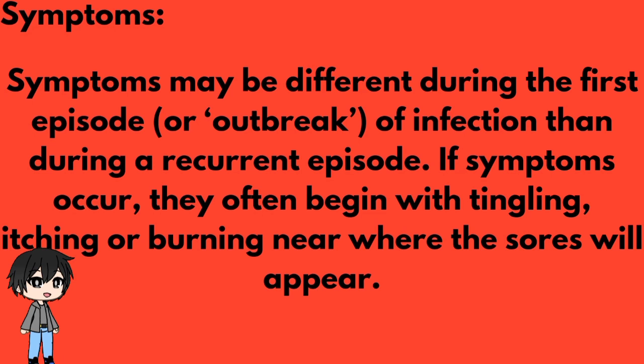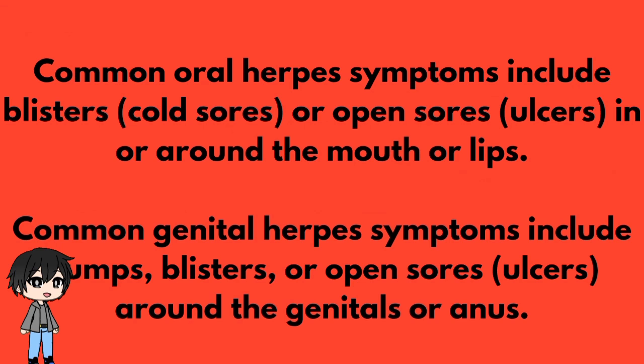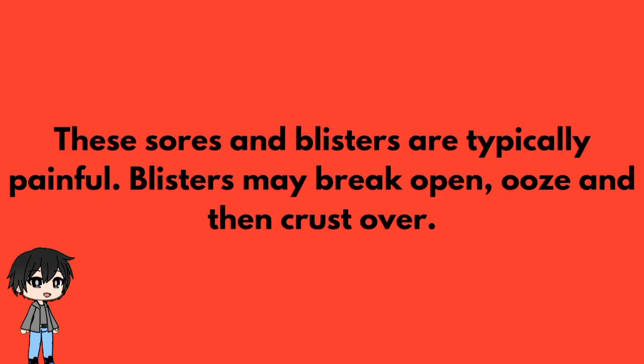If symptoms occur, they often begin with some sort of tingling, itching, and burning near where the sores will appear. Common oral herpes symptoms include blisters, also known as cold sores, or open sores, also known as ulcers, in or around the mouth or lips. Common genital herpes symptoms include bumps, blisters, or open sores, or ulcers, around the genitals or the anus. These sores and blisters are typically painful. Blisters may break open, ooze, and then crust over.